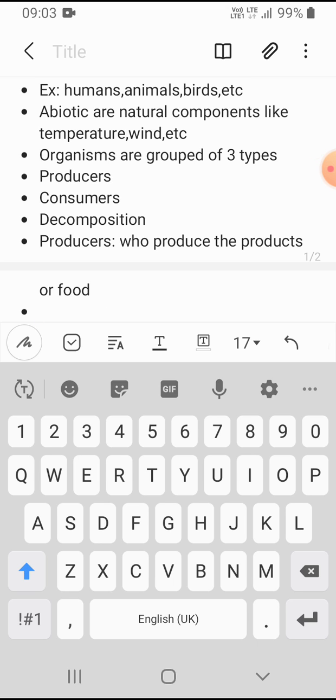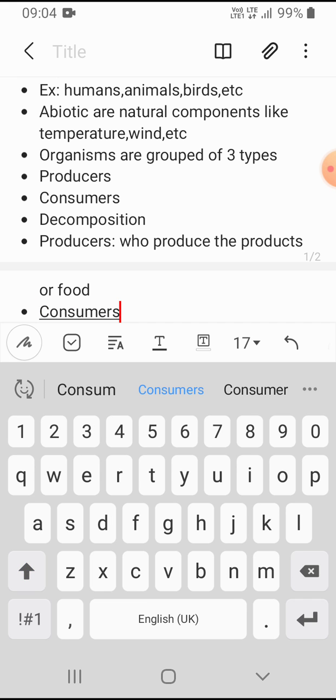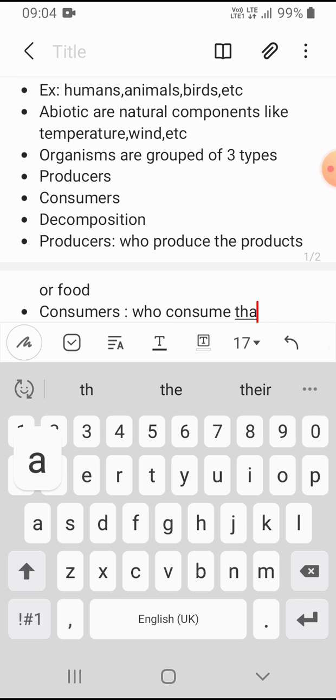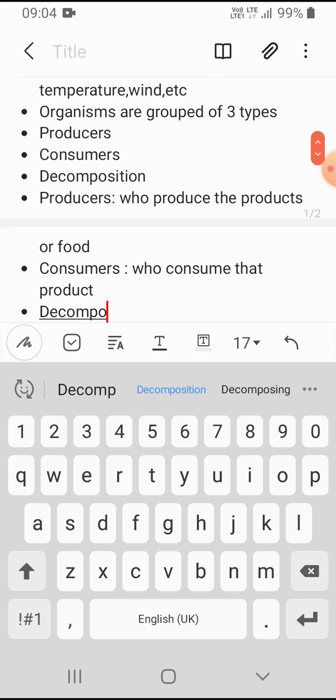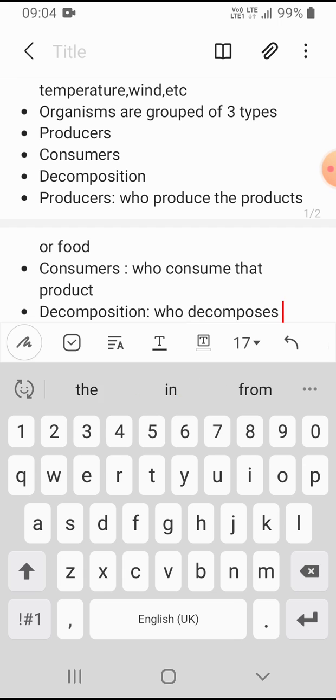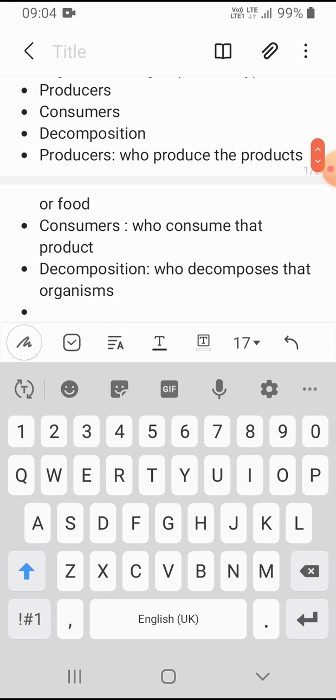For example, the leaves are eaten by deer. Like that, the producer produces and that is eaten. And consumer is who eats that. Like in the example of deer, it eats the leaves produced by that organism. Who consumes that product is called a consumer. And decomposer is who decomposes an organism if it is dead.